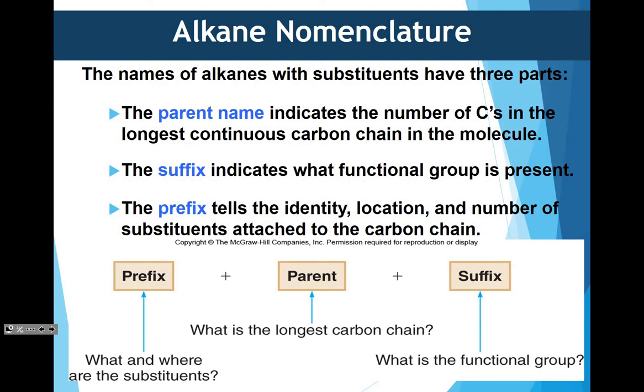When we name an alkane and when we name any organic, we're going to use this method. You're going to have a prefix. What things are attached? You're going to go, what's the largest compound in the chain? That's the parent. And what kind of bonds are in there? That's a suffix. Okay? So we're going to be using this general format, putting it together.